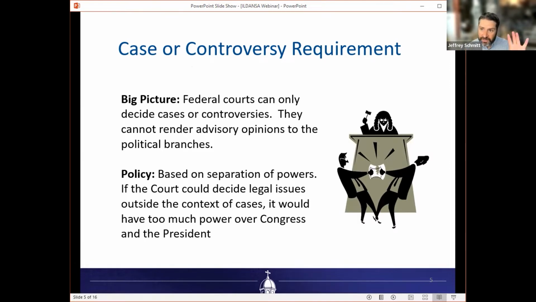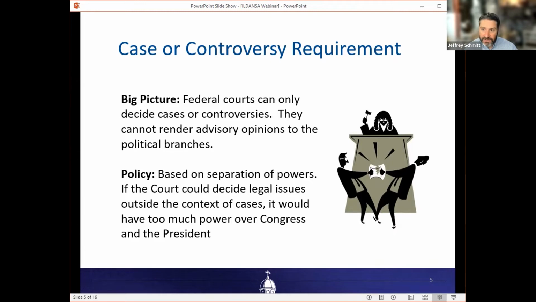So our big picture on this little lesson I'm going to try to cover in 10 minutes is that federal courts, there are state courts and federal courts in the US. The federal courts only decide cases or controversies. What that means is they cannot render advisory opinions to the political branches. So when Congress passes a law, the court will not advise as to whether or not that's constitutional. A congressman can't go to the Supreme Court and say, hey, if we draft this law this way, would that be constitutional? They're not allowed to do that in our system.